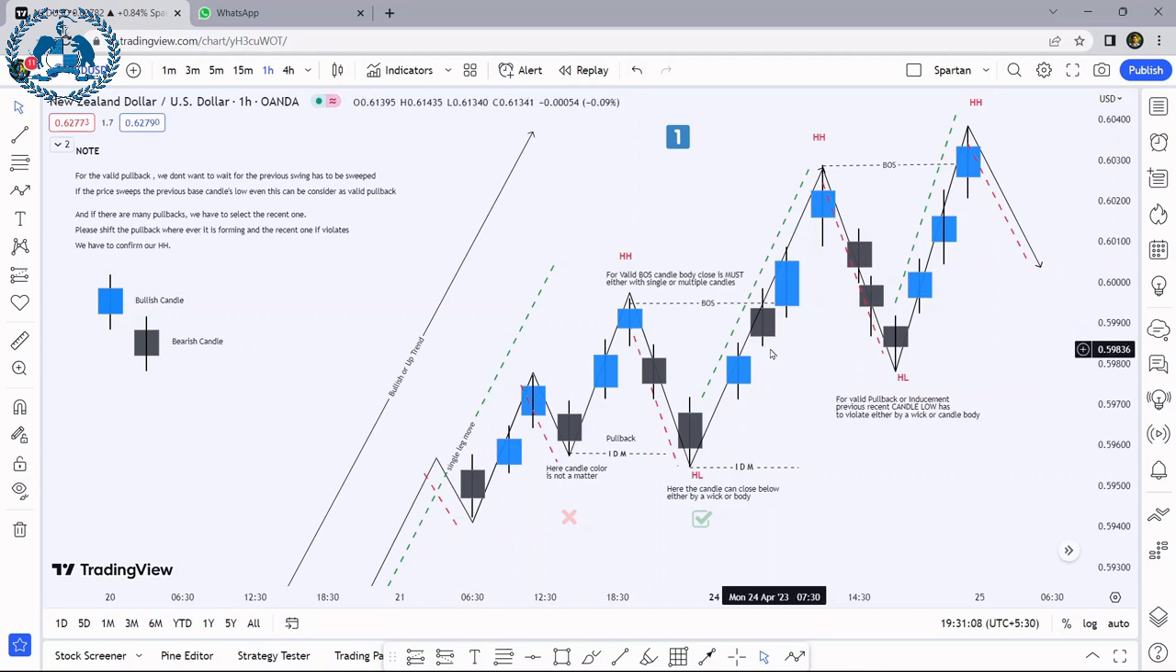Once the price sweeps the previous base candle's low, then we have to shift our inducement from here to here. Then even this swing will be valid for marking our higher high and higher low. We don't want to wait till the price takes this higher low. Here I have given that if there are many pullbacks, we have to select the recent one. So this is the recent one. Like this, even if so many pullbacks are there, this inducement we have to shift, like how we shifted from here to here, to the next base candle's low.